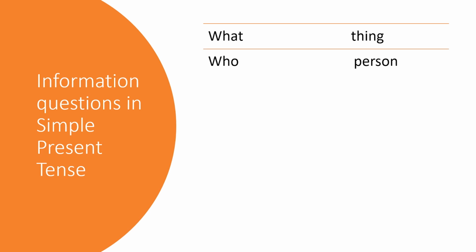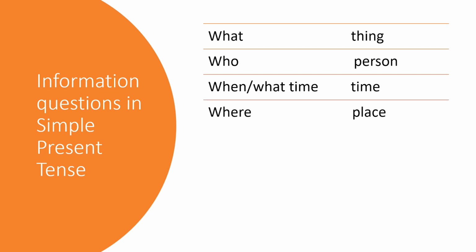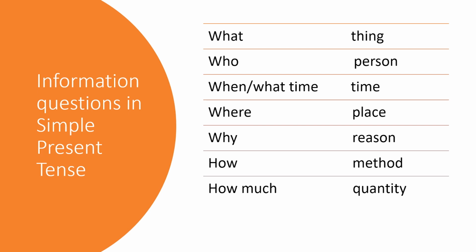The next word is who. Who is used for denoting a person. Moving further, when or what time is used to talk about time. Where is a word which talks about place. Why word is used to denote a reason of an action. Moving further, the words how and how much.